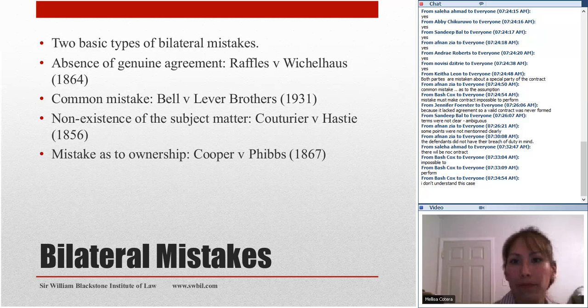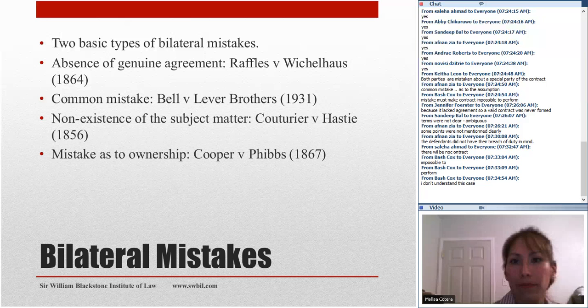But these cases of mistake as to ownership involve a situation of initial impossibility. Why? Because here, one party agrees to sell and the other party agrees to buy something which, unknown to either of them, is already owned by the buyer. So the agreement is impossible to perform. Why? Because it is impossible to transfer the ownership since the buyer already owns the thing. The mistake must be fundamental to the agreement.